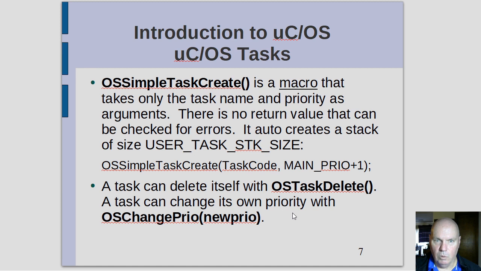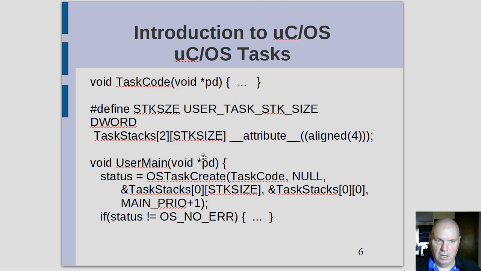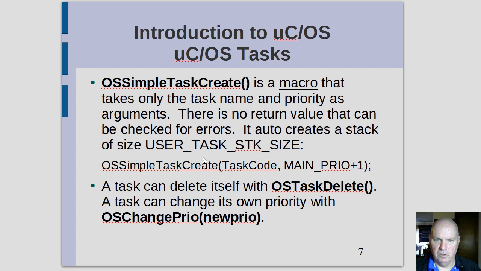Okay. I will mention that there's an OS simple task create that's a macro that will automatically define a stack for you. It just takes a function pointer to your task code and then the priority. But again, I'm not going to allow you to use that. I want you to actually use the OS task create function instead of the OS simple task create in any of your code. So I won't use that in any of the examples.